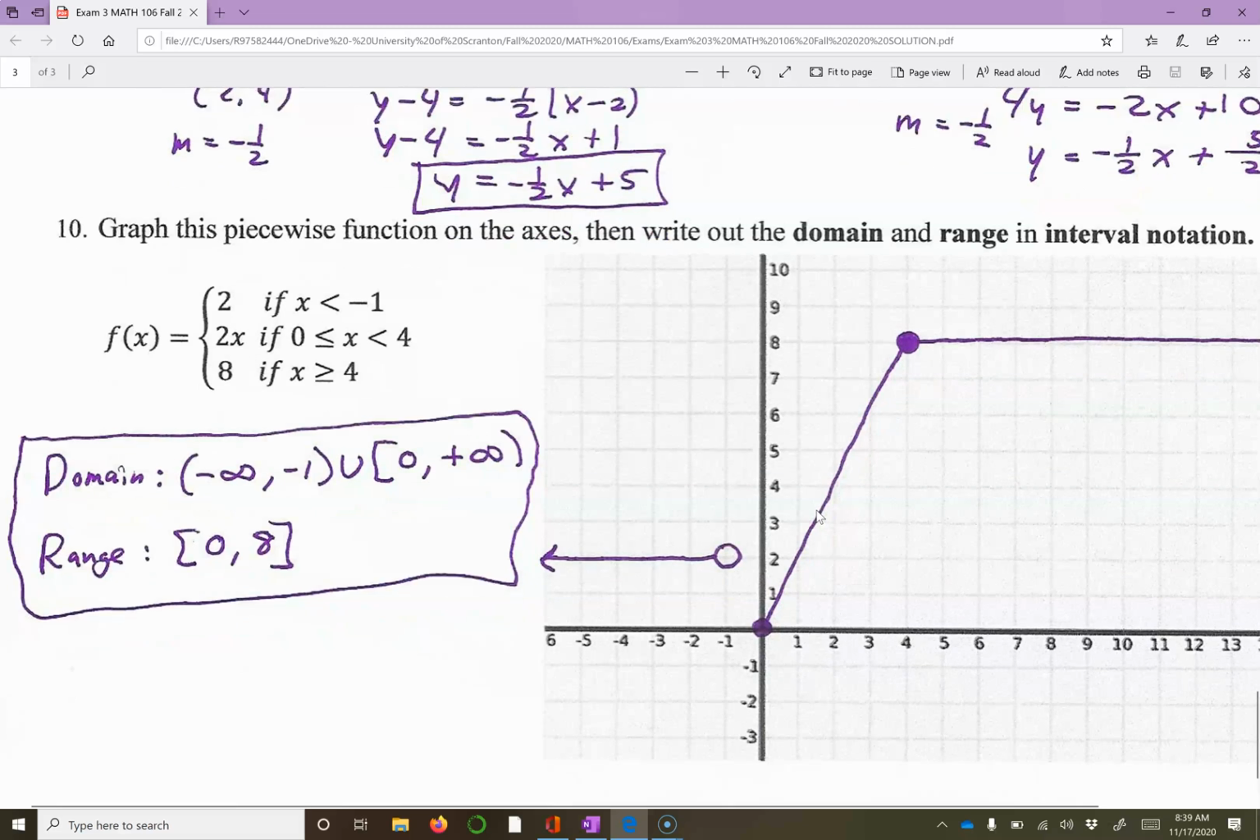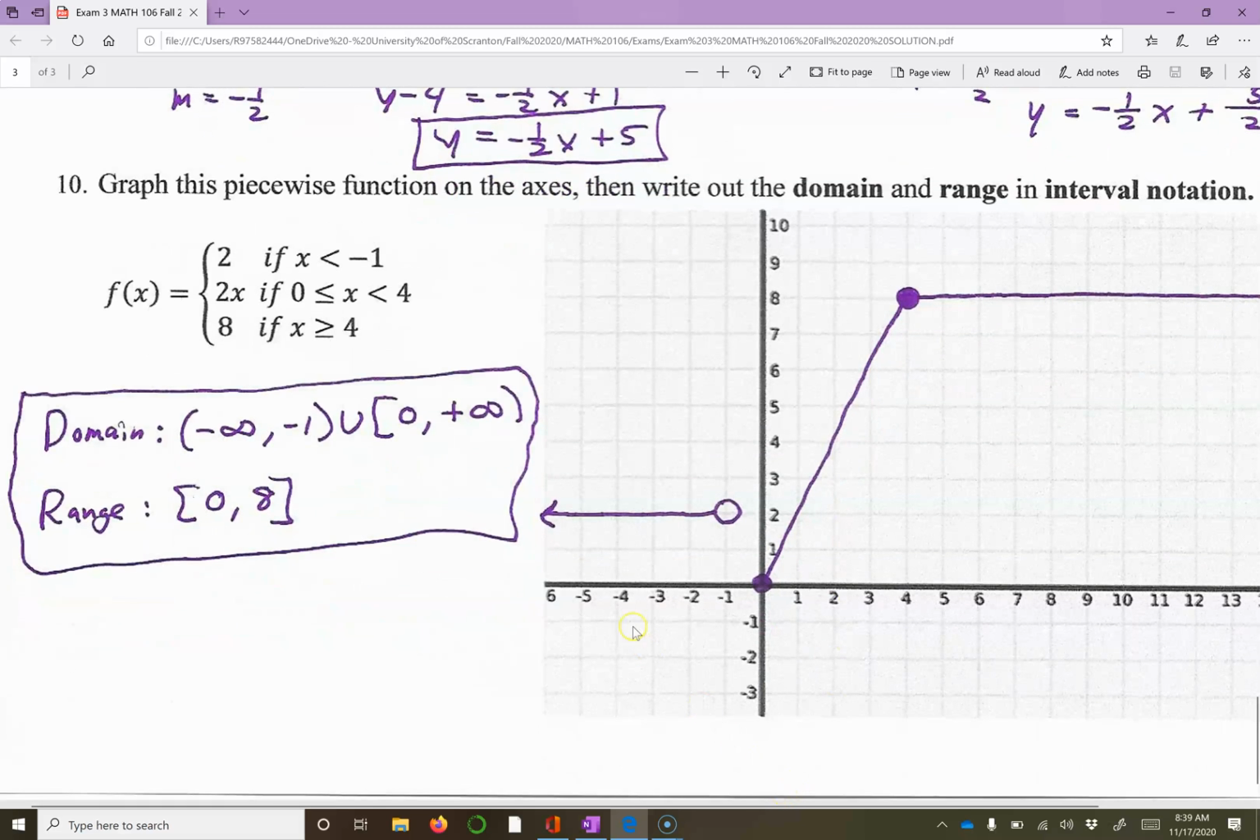And then lastly, number 10 was our piecewise function. So you just have to take each piece and plot it. I tried to make it as simple as I could. So when x is less than negative 1, at x equals negative 1 we're going to have an open circle, and it's just going to be y equals 2 all the way to negative infinity. So that's why you see this line going all the way to the left.